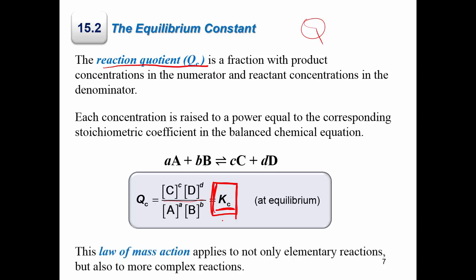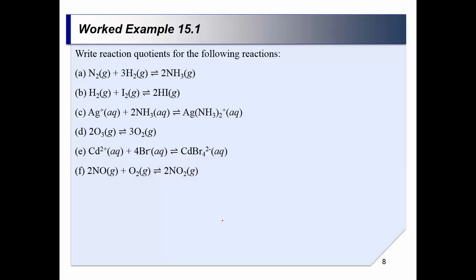Kc indicates that this is a concentration. We're looking at molar values. Now, this is what's called the law of mass action, and it applies not only to elementary reactions, but also complex ones as well. So if we're going to write reaction quotients for each of the following reactions, when we're writing a quotient, it's called Q.